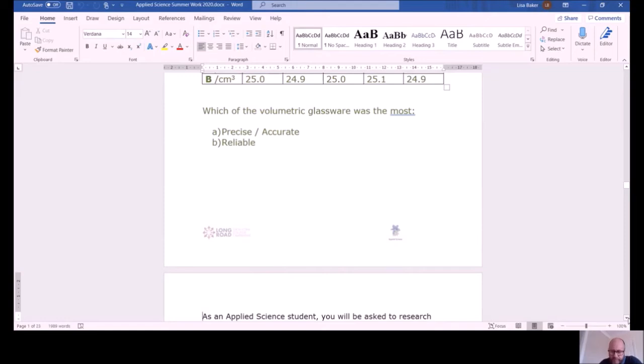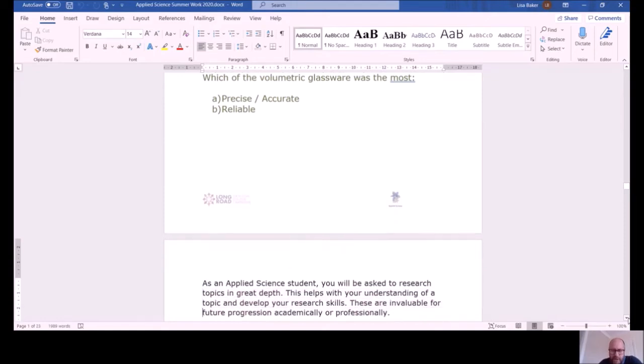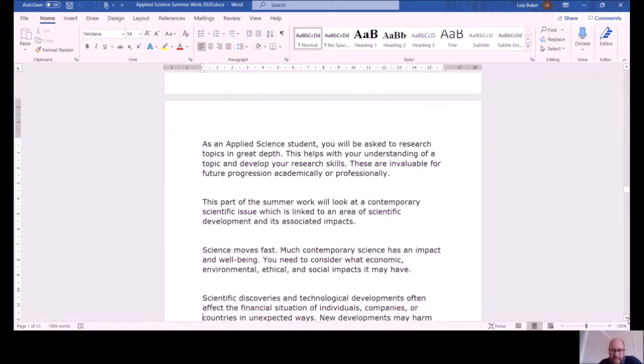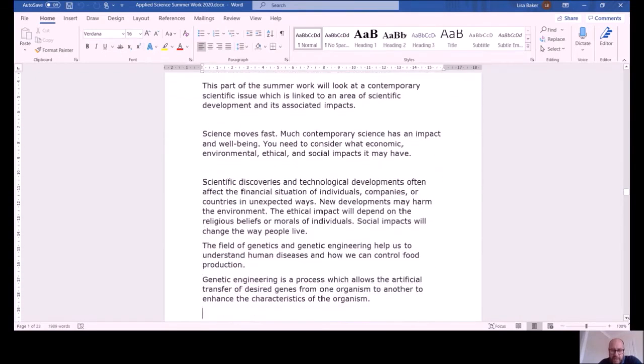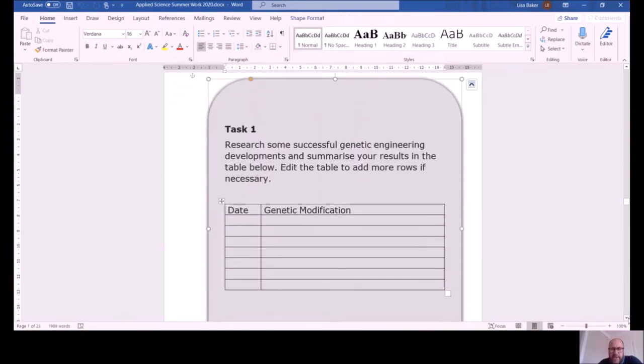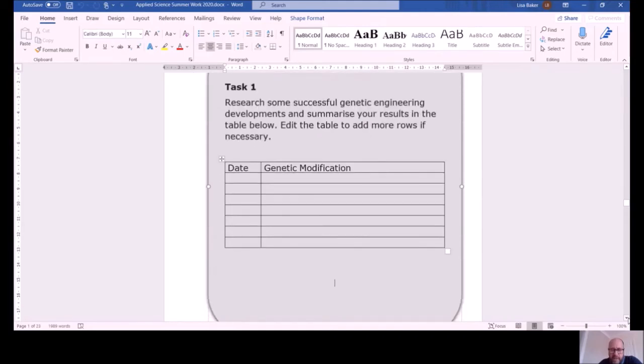So your job, by looking at that data, is to decide which is the most precise and accurate, and which one was the most reliable. Something new for this year is a different style of activity, which will be an open-ended task in places, and you can go as deep as you want with your research on this. Essentially, I'll let you read this in your own time. We'd like you to find out about genetic engineering. So any stories, any developments that you can find about genetic engineering, please pop into that first table.